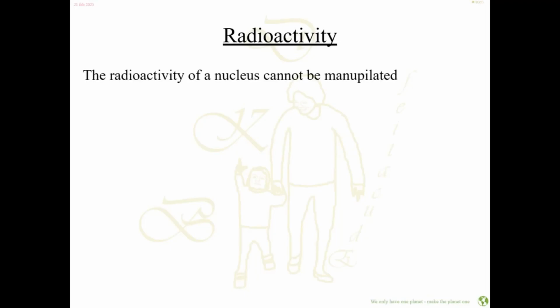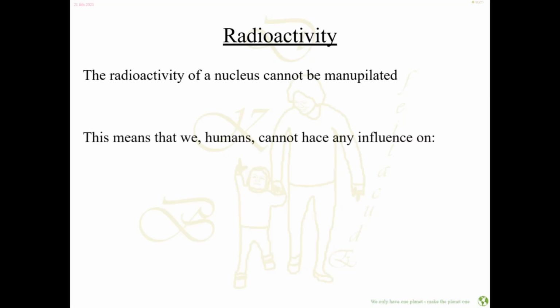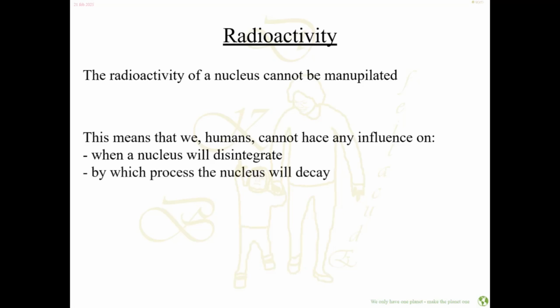So what about radioactivity? Well, we humans cannot manipulate the radioactivity of a nucleus. And what does that mean? We have no influence at all. We cannot have any influence on when the nucleus will disintegrate, or by which process it will decay. And there are 8 different processes of decay. And we cannot choose them. It's all determined by the nucleus itself.